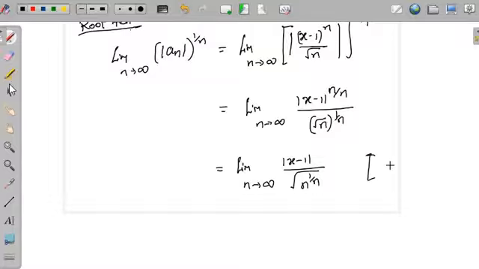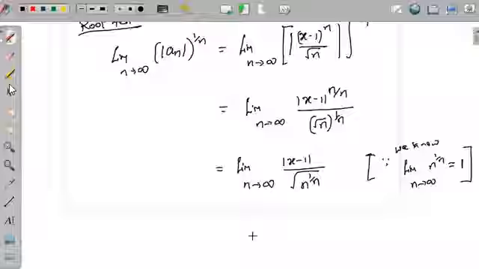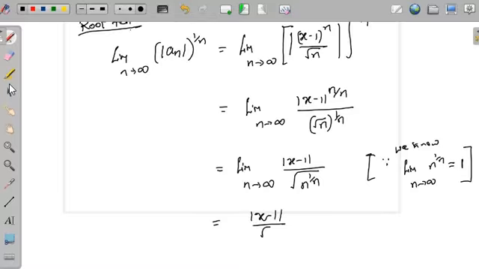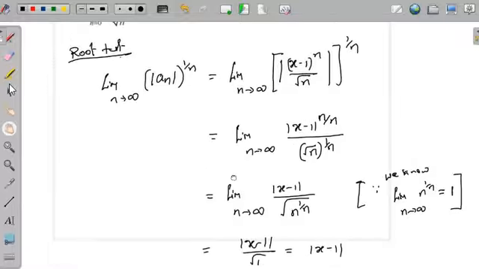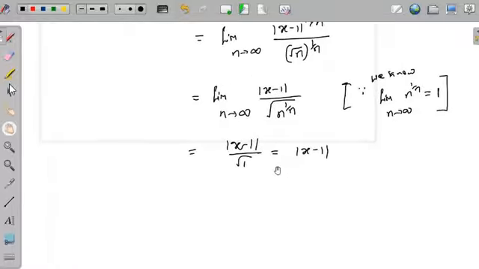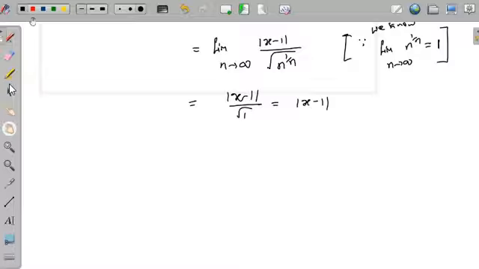And we already know that limit n goes to infinity n power 1 by n, this limit is 1. Since this limit is 1, you can say that this limit is mod x minus 1 over root 1, therefore mod x minus 1. So we got the limit as mod x minus 1. Whether you apply the root test or the ratio test, this is what you get. Okay.